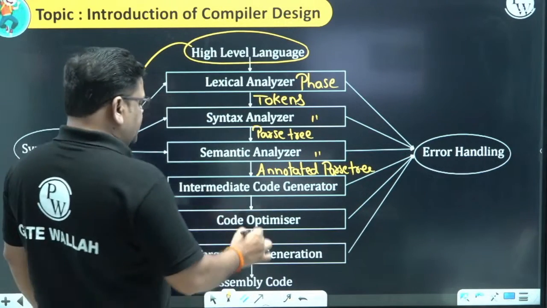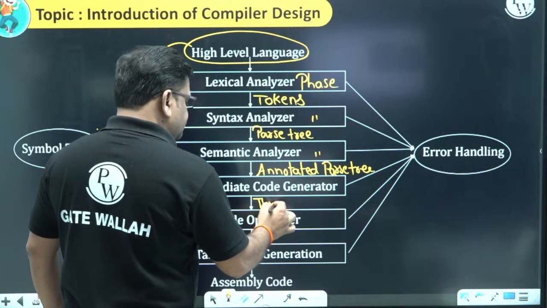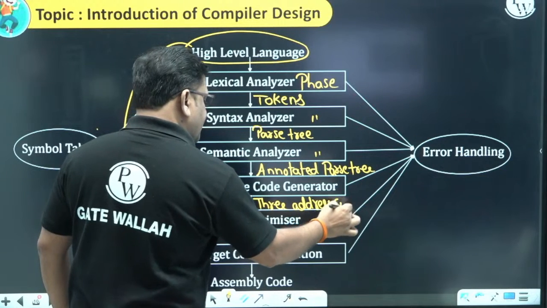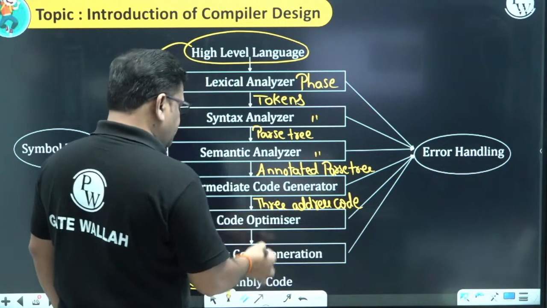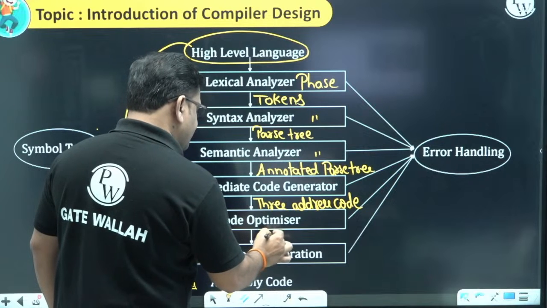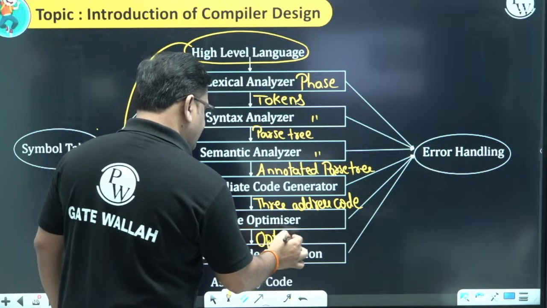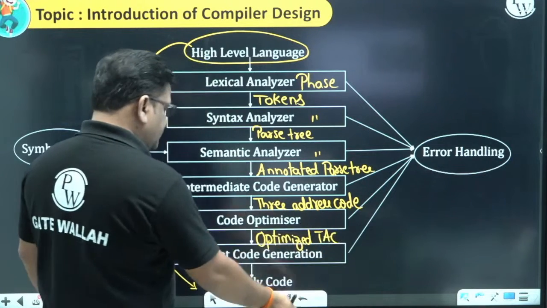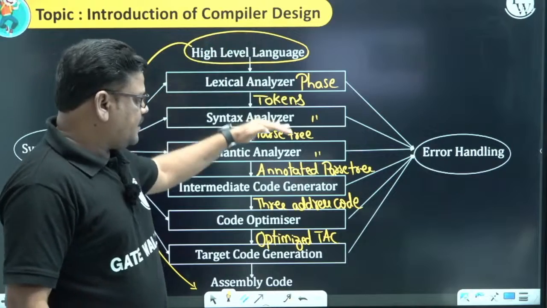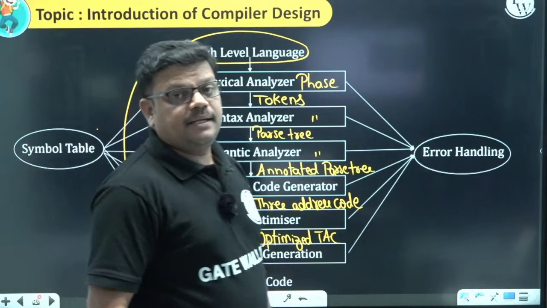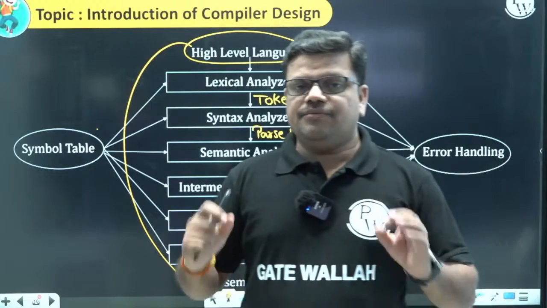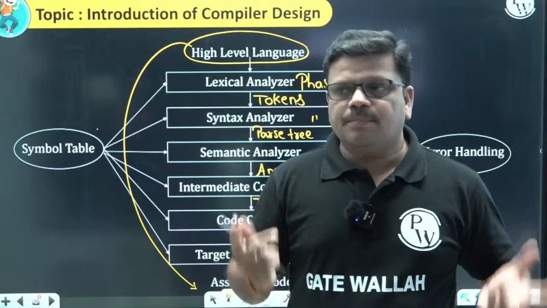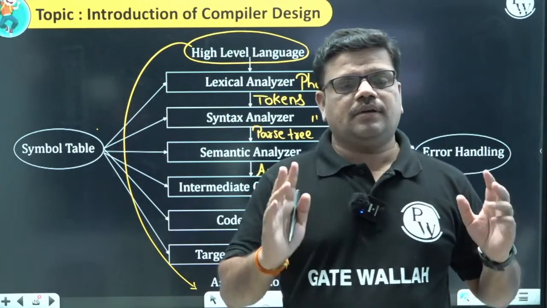Then the intermediate code generator will translate this into three address code. Then the optimizer will optimize this optimized three address code, then assembly language. Like this, the translation will be carried out in multiple phases. Each phase is one subprogram of the compiler. So designing each subprogram is our actual task in the compiler.